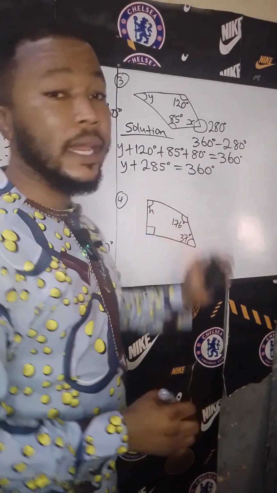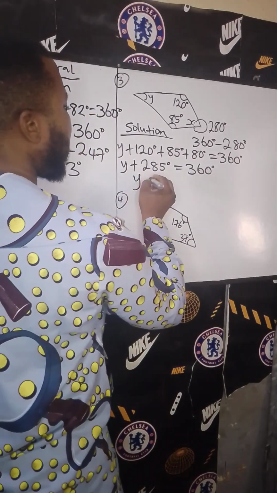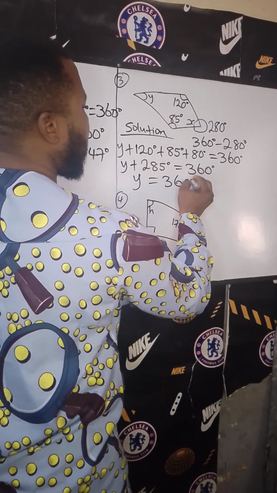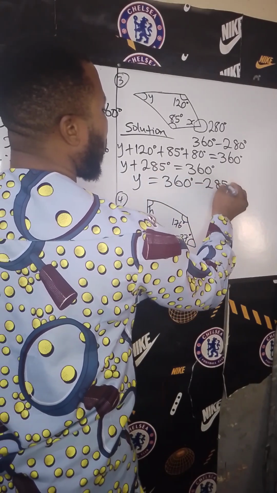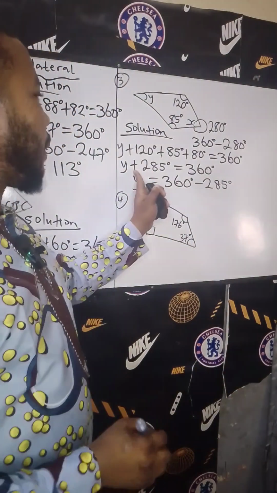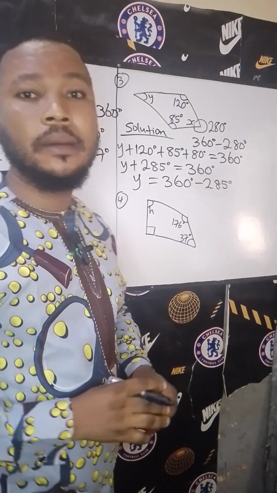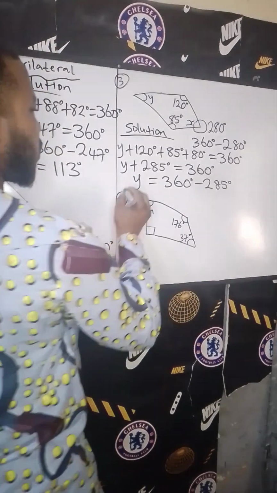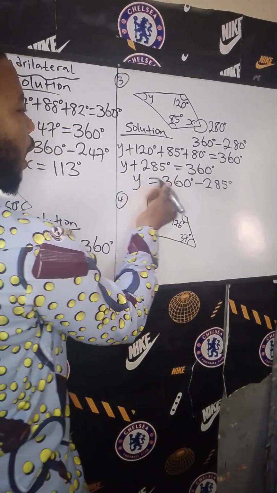We find the value of y by saying y is equal to 360 degrees minus 285 degrees. Remember, we collect like terms. And there is plus. By the time it crosses to the other side, it becomes minus. That is subtraction. So let's find the final value for this y.